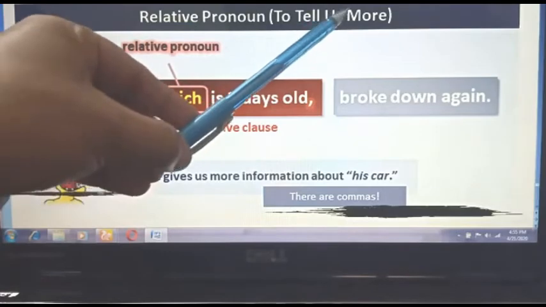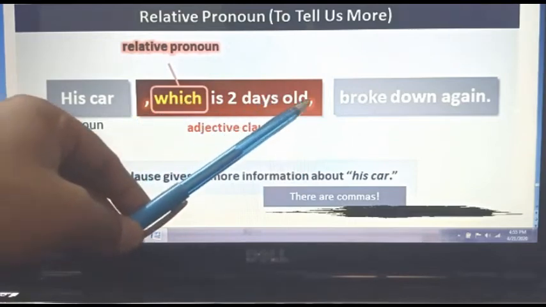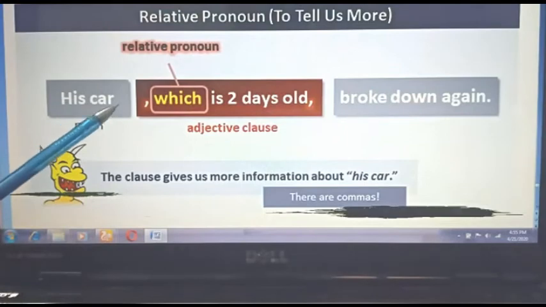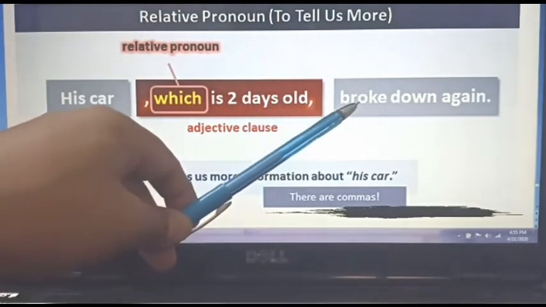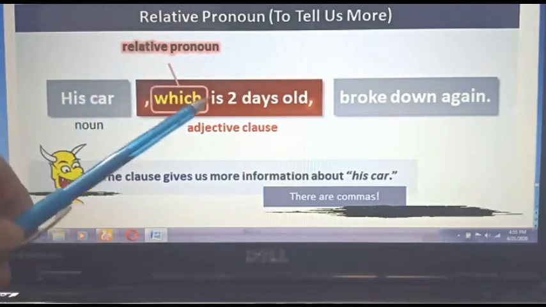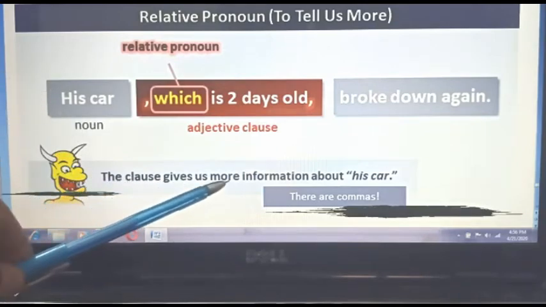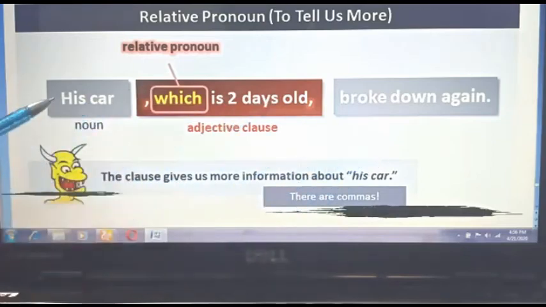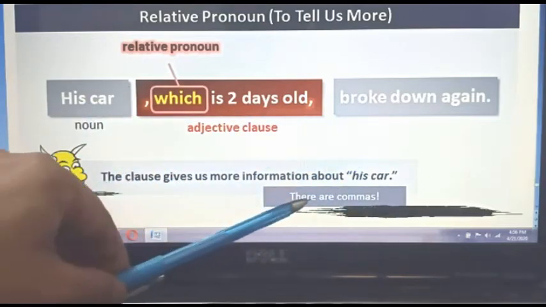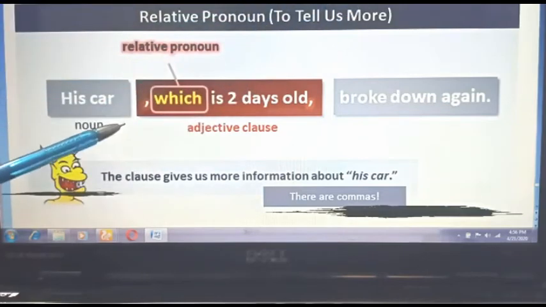Relative pronoun to tell us more about a noun. His car, which is 2 days old, broke down again. His car is the noun, which is a relative pronoun. Is 2 days old is an adjective clause. The clause gives us more information about his car, that is the noun. There are commas. Remember, when a relative pronoun is used to tell us more about a noun, commas are used in the sentence.